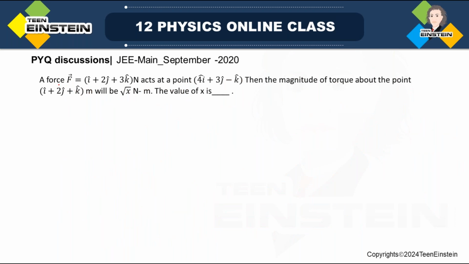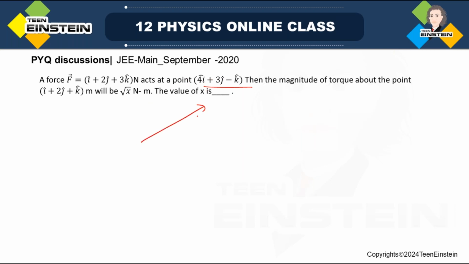Here, a force F is given, i cap plus 2 j cap plus 3 k cap Newton, acting at a point, then the magnitude of the torque about a point is to be found. Okay. All right. Let us try. I think this is three-dimensional. We cannot locate it, but still, what we can have.